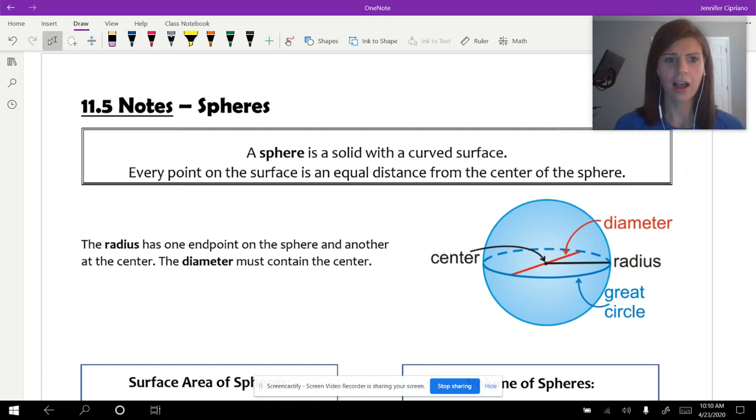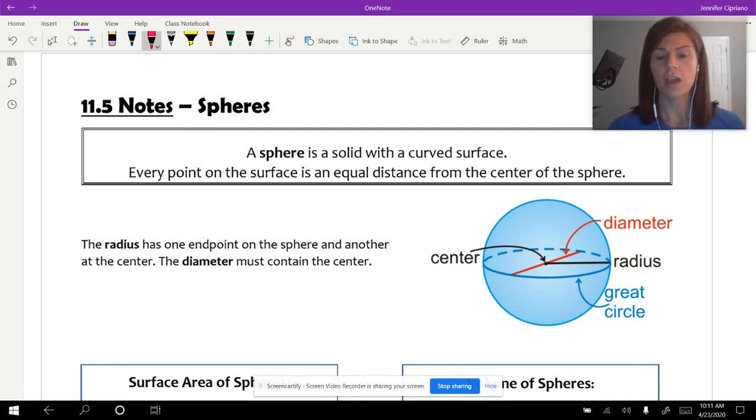So a sphere, I'm sure most of you are familiar with, is just a ball. By definition, a sphere is all of the points in space that are the same distance from the center. So a circle is all of the points on a piece of paper, essentially. So a circle is two-dimensional. A sphere is three-dimensional.